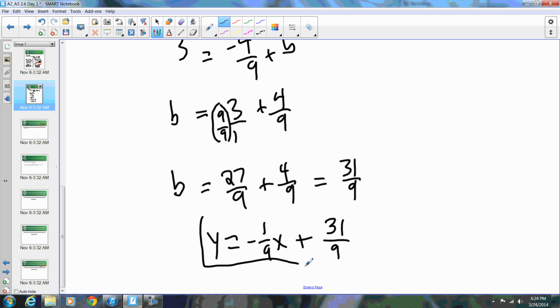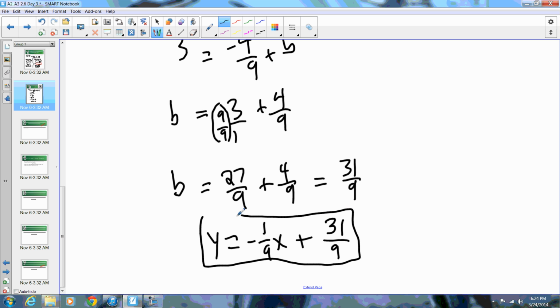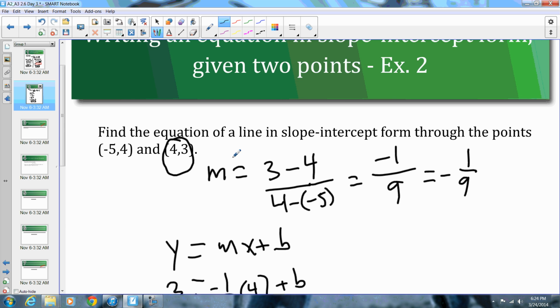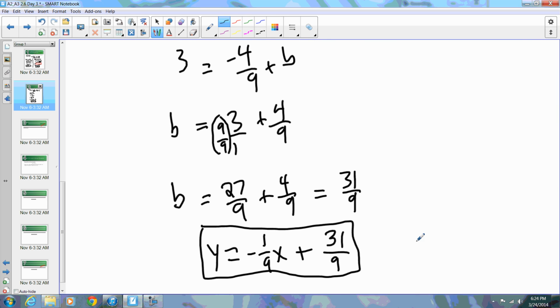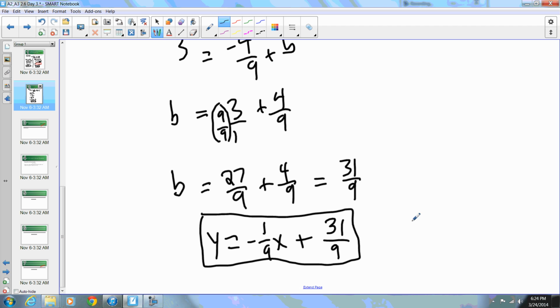This is in the form of y equals mx plus b. Once again, in an equation where I've been given 2 points, I've solved for the slope, put it into slope-intercept form to solve for the y-intercept, and then generated my answer. y is equal to negative 1/9 x plus 31 over 9. Clearly, I want you to do one.